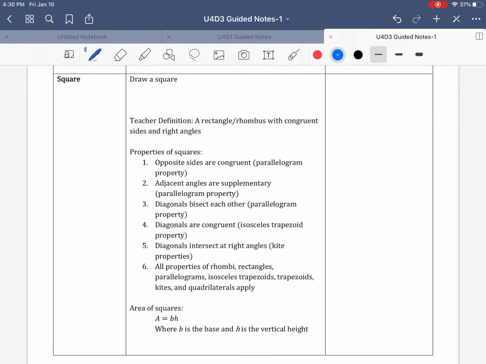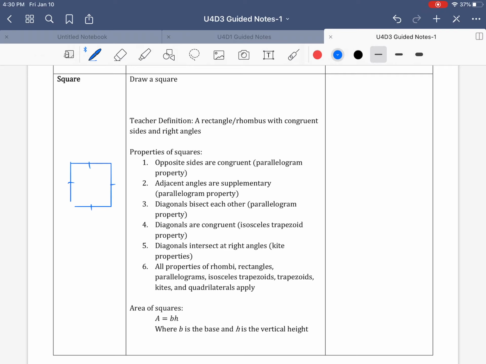And our last shape is a square. Try and draw a square. Hopefully you can imagine and draw a square pretty easily. All right, the teacher definition that we're going to be working with in terms of a square is a rectangle / rhombus with congruent sides and right angles. That means all 4 sides are congruent.